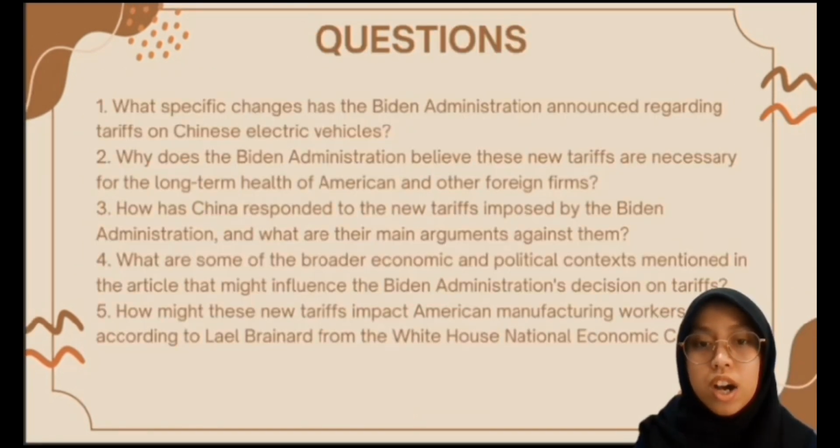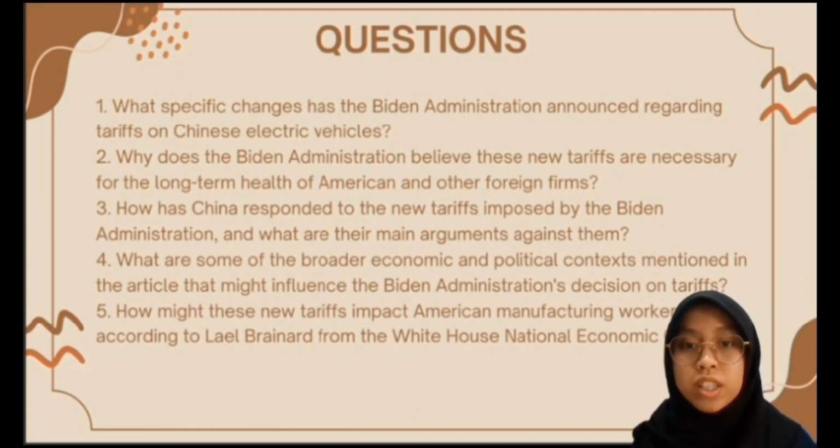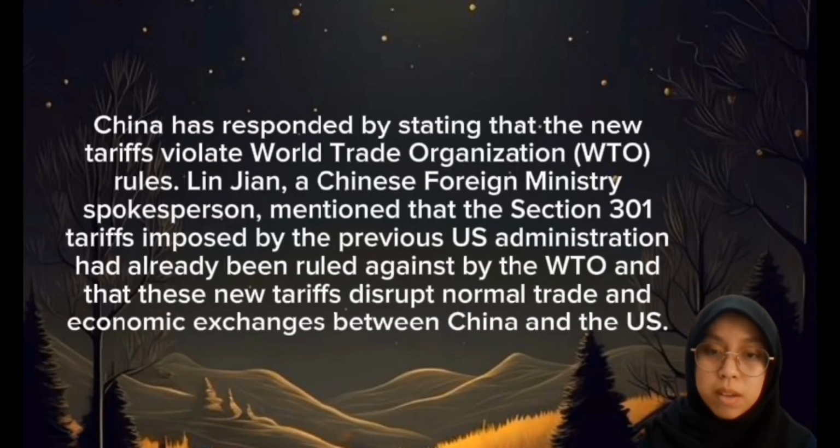Number 3. How has China responded to the new tariffs imposed by the Biden administration, and what are the main arguments against them? For this answer, we use the same technique, skimming.